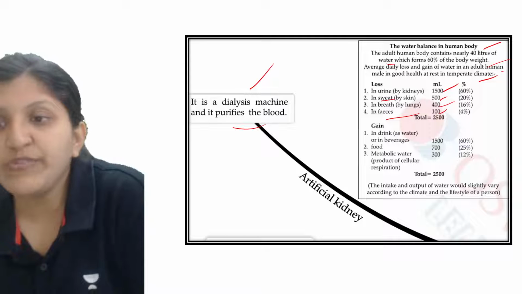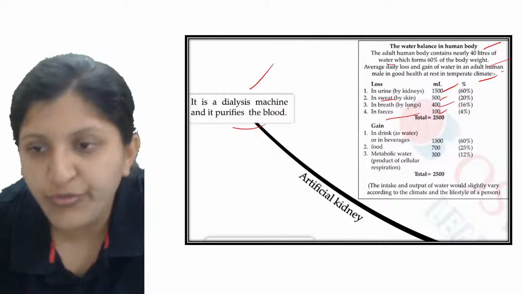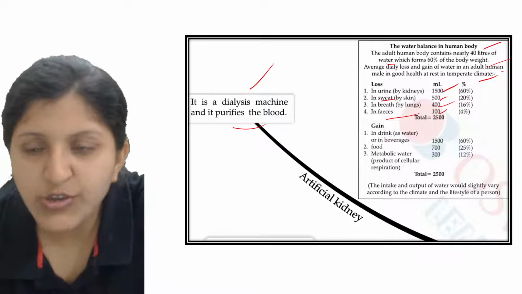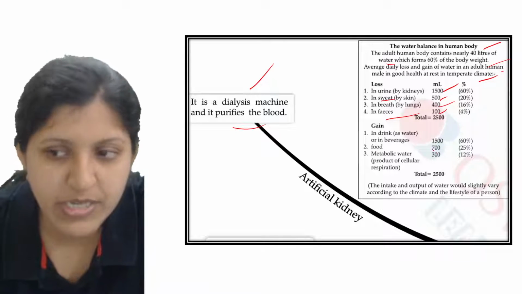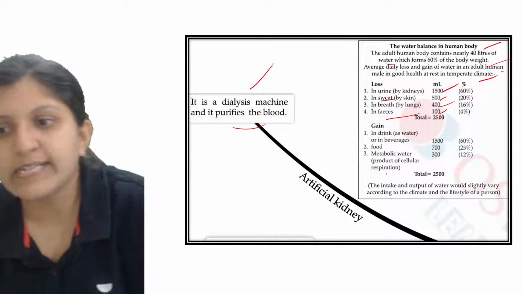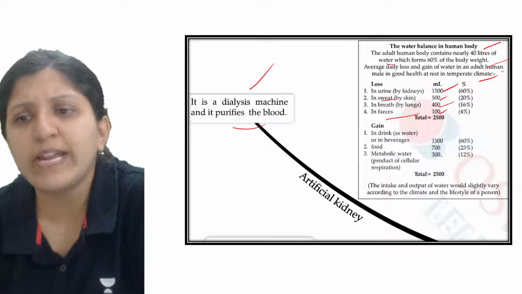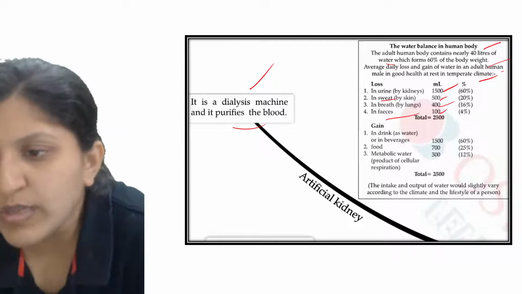Now for the gain: we drink, let's say, 1.5 liters of water, or in the case of beverages only. The food has about 700, and the metabolic water, which is the product of cell respiration, is about 300. So overall it is again 2500.